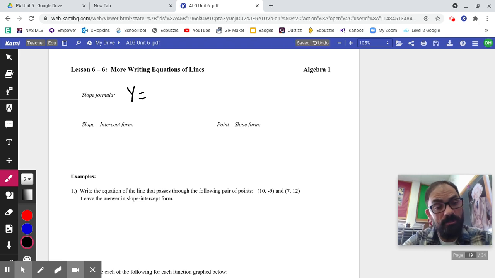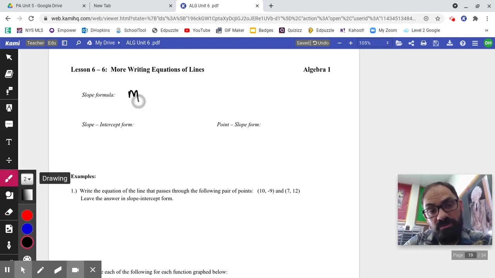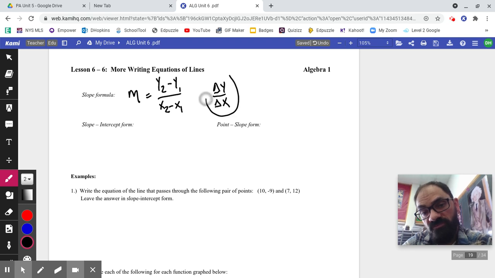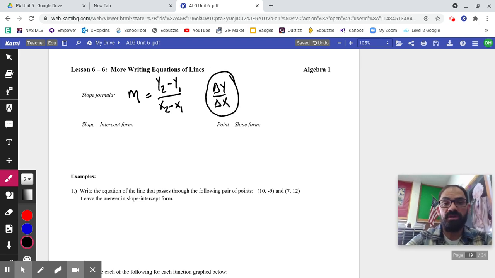The slope formula is m equals y2 minus y1 all over x2 minus x1. That's the whole formula, but we know it as the change in y over the change in x. I'm very happy with that one if you just write it like that.